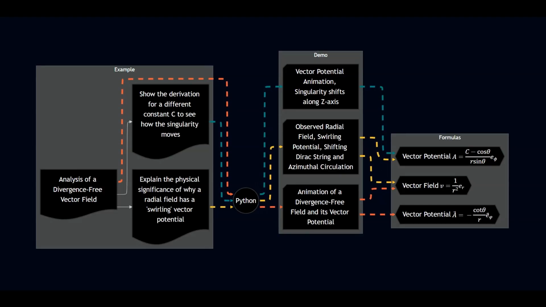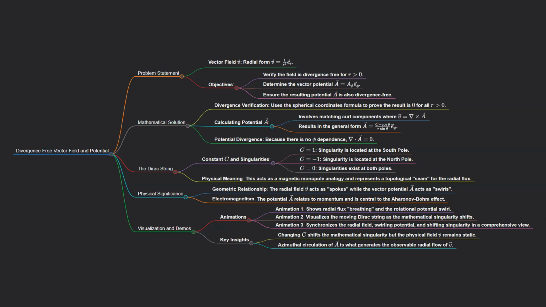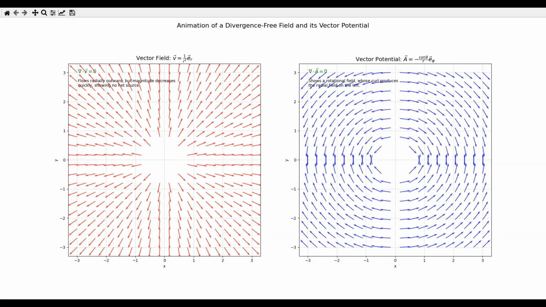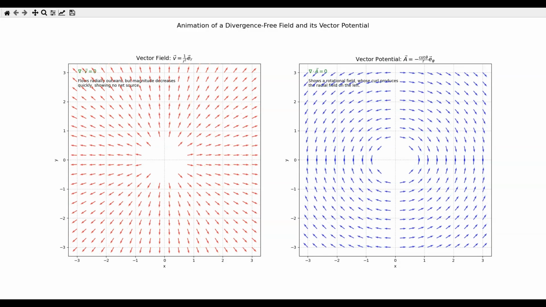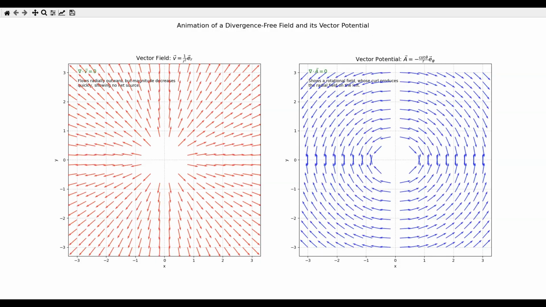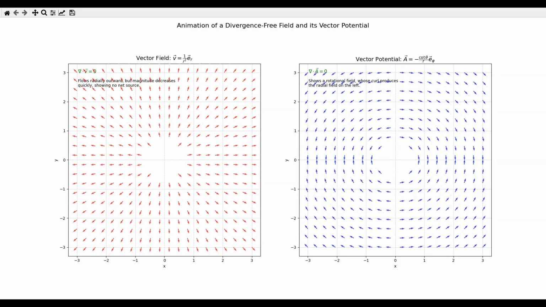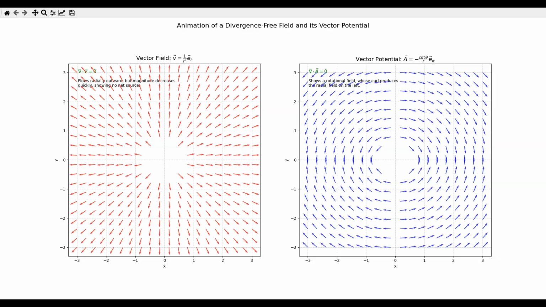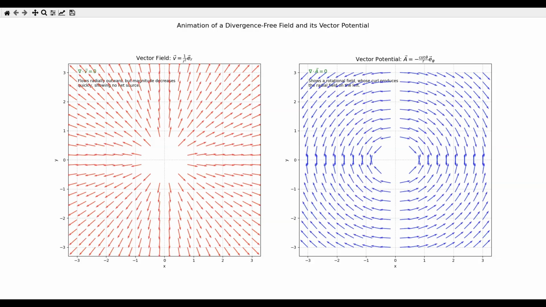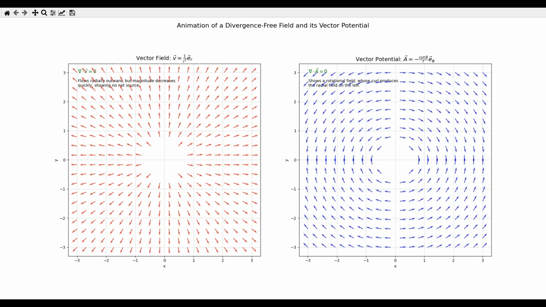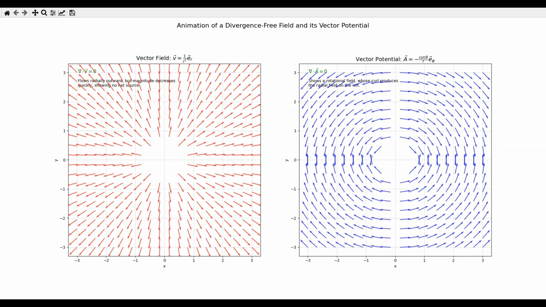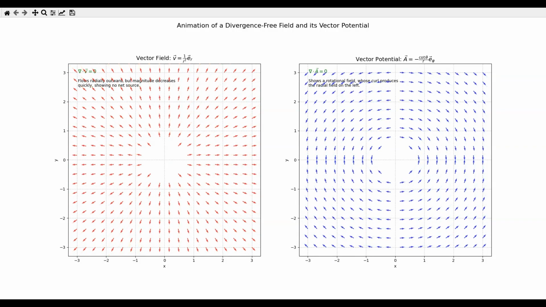Physical significance. This concept is more than just a geometric curiosity. It is mathematically identical to how a magnetic monopole would behave if it existed in nature. In electromagnetism, this swirling potential relates to the momentum of a charged particle. Even if a particle is moving through a region where the outward force itself is zero, it can still feel a topological twist simply by interacting with the underlying swirling potential. This is the fundamental basis for complex phenomena like the Aharonov-Bohm effect.